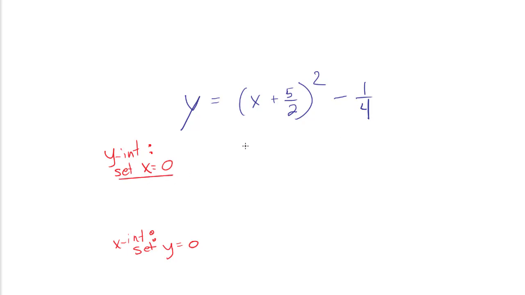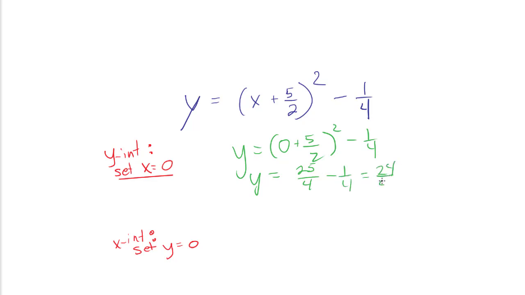So let's do that in our equation. y equals 0 plus 5/2 squared minus 1/4. y equals 5/2 squared is 25/4 minus 1/4 equals 24/4, which equals 6. The y-intercept is 6. We already knew that's the case, but see how much easier that is?